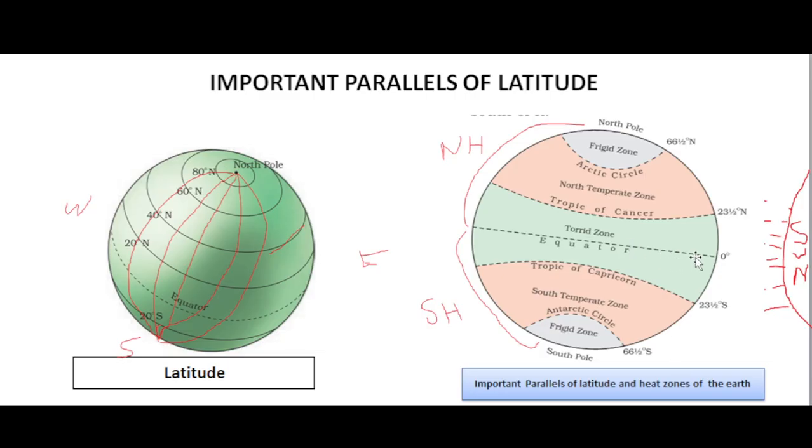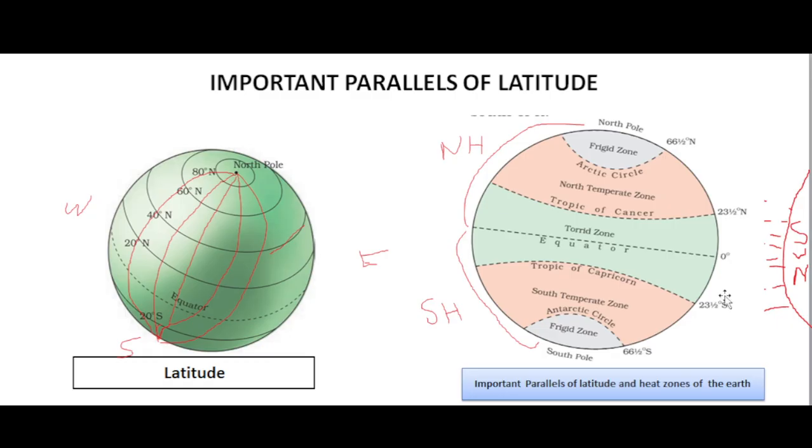You can see it represents the 0 degree latitude. Since the distance from the equator to either of the poles is 1/4 of a circle around the earth, it will measure 1/4 of 360 degrees, that means 90 degrees. So thus 90 degree north latitude marks the North Pole, and 90 degree south latitude marks the South Pole.